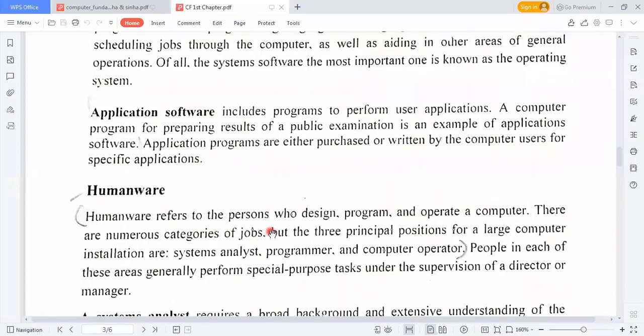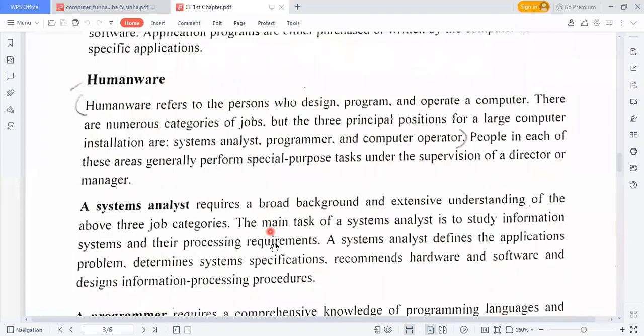Now, human error. Human error refers to the persons who design, program, and operate a computer. That means three functions: design, programming, and operating a computer. That means these three kinds of knowledge can have human error. There are numerous categories of jobs, but three principal positions for a large computer installation are system analyst, programmer, and computer operator.